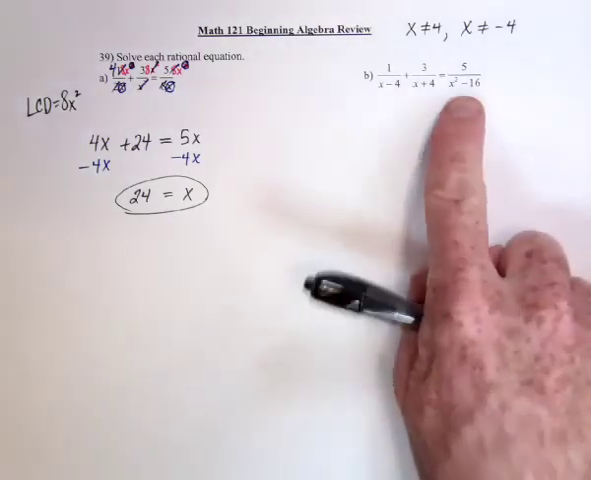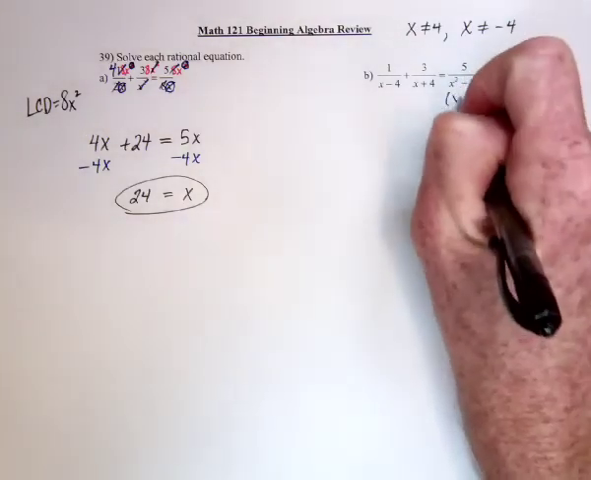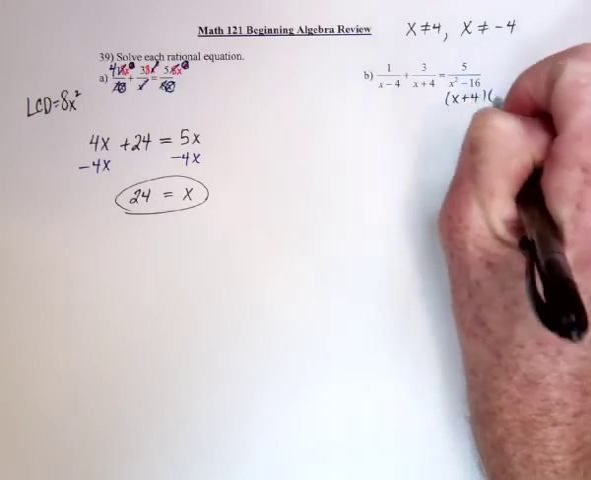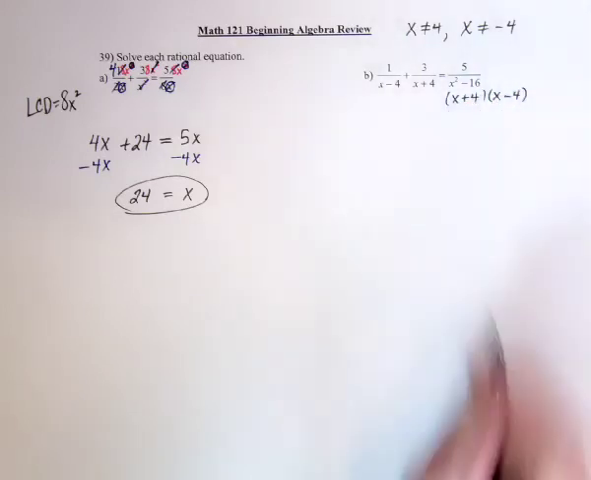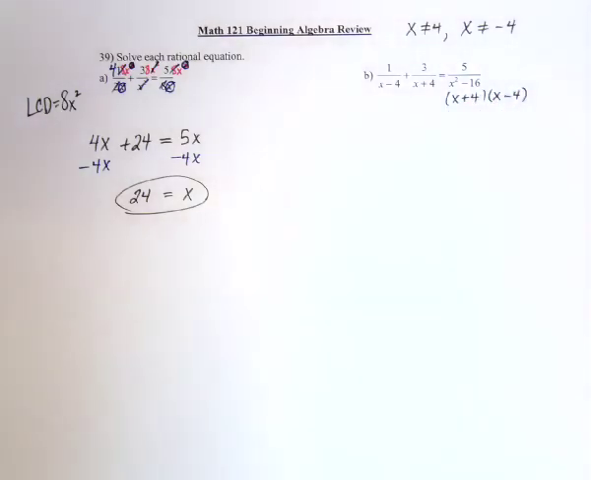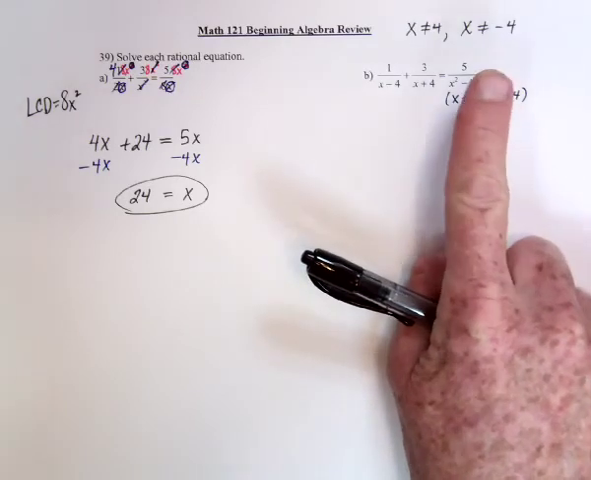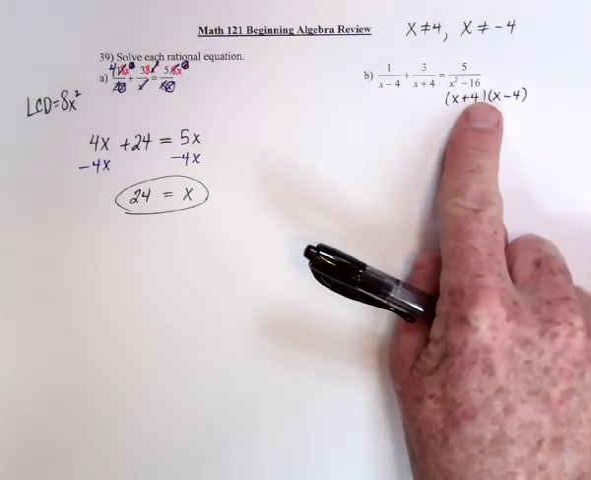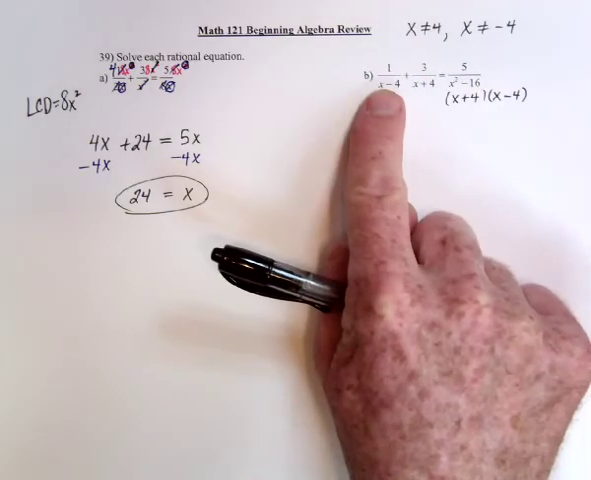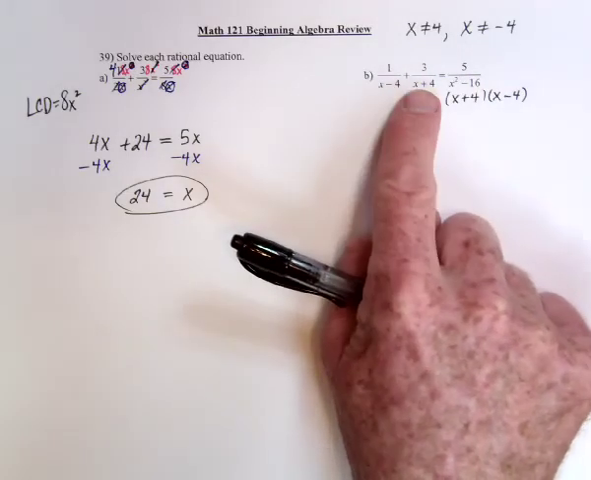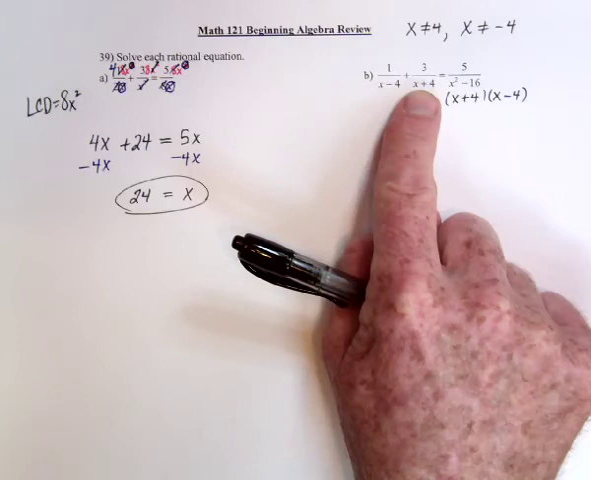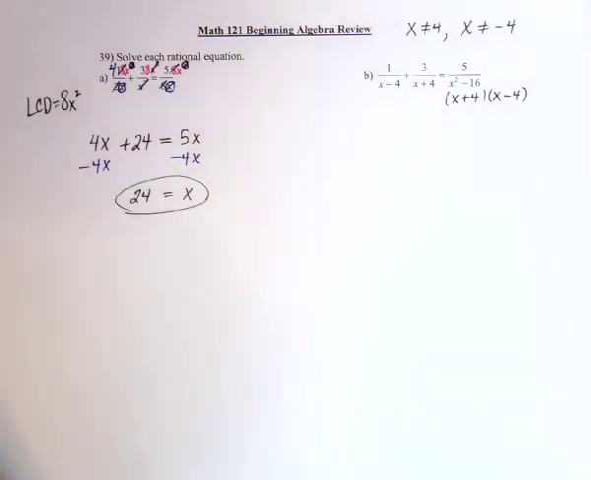And then this one is actually coming from x plus 4 times x minus 4. That's one of those difference of squares that can be factored, x plus the number and x minus the number. And so this is actually going to be the least common denominator because that takes care of this denominator, and the x minus 4 takes care of that one, and the x plus 4 takes care of that one. So then what you do is take that least common denominator and multiply every term by it.